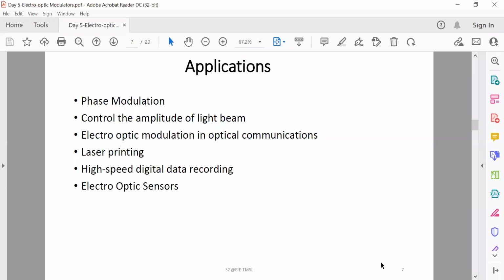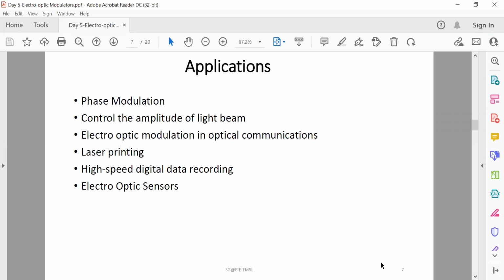Now the applications where these electro-optic modulators can be used: a beam of light propagating through a crystal that is subjected to an electric field suffers a phase shift, as I told you earlier, due to the Pockels effect, and it is very useful for phase modulation.